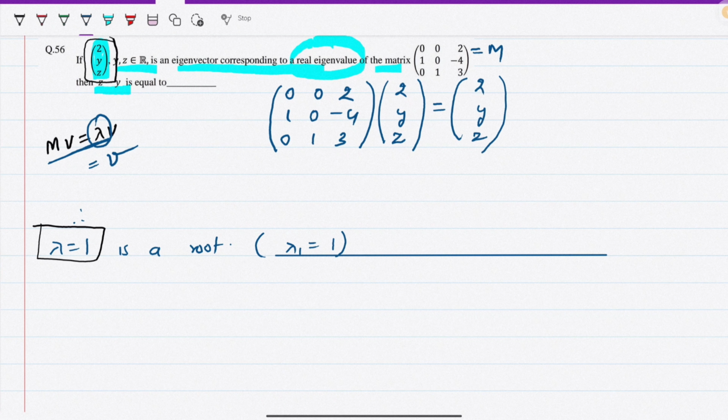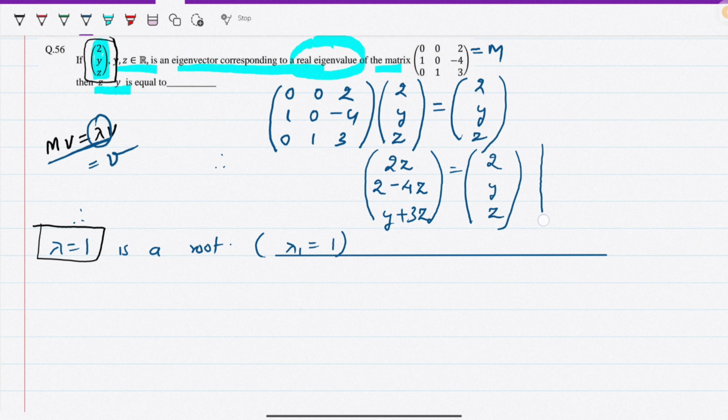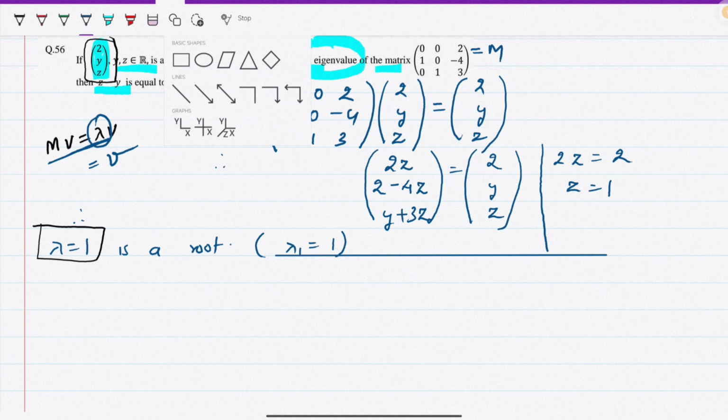So let's multiply on the left. We will get 0 times 2 plus 0 times y plus 2 times z. For the second entry we will get 2 minus 4z, and for the last entry we get y plus 3z. So this is equal to the matrix 2, y and z. Using equality of matrices, we get that 2z is equal to 2, that means z is equal to 1.